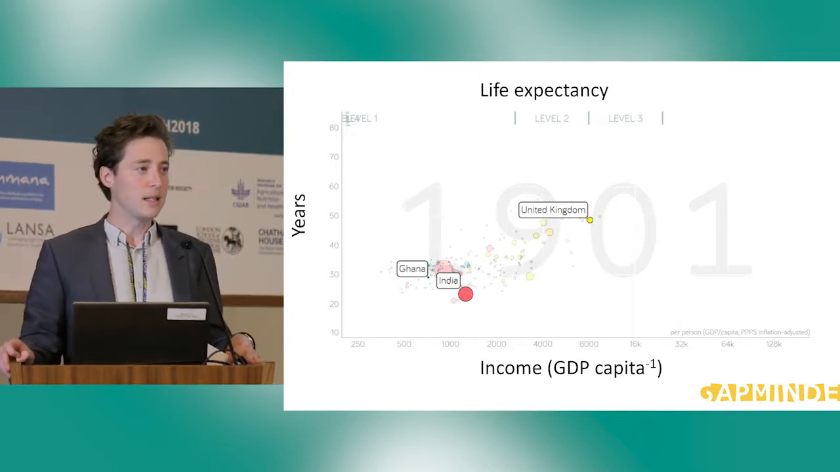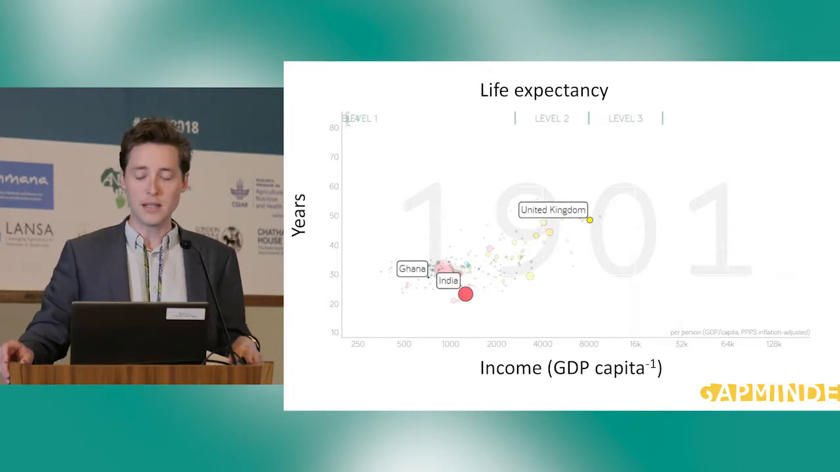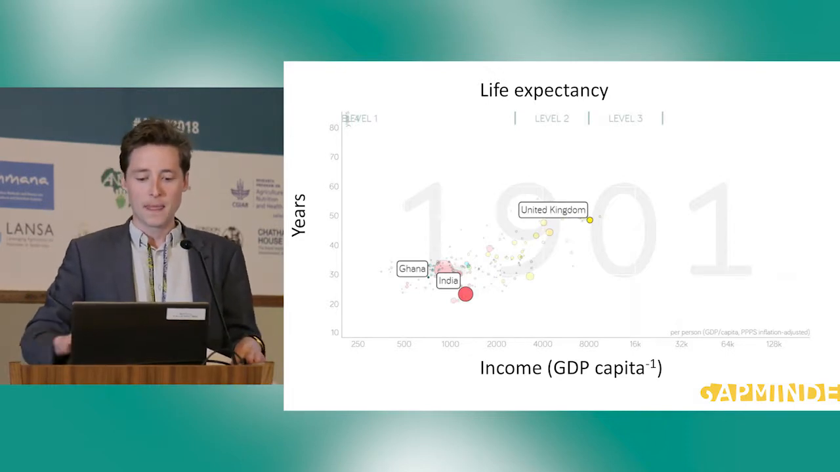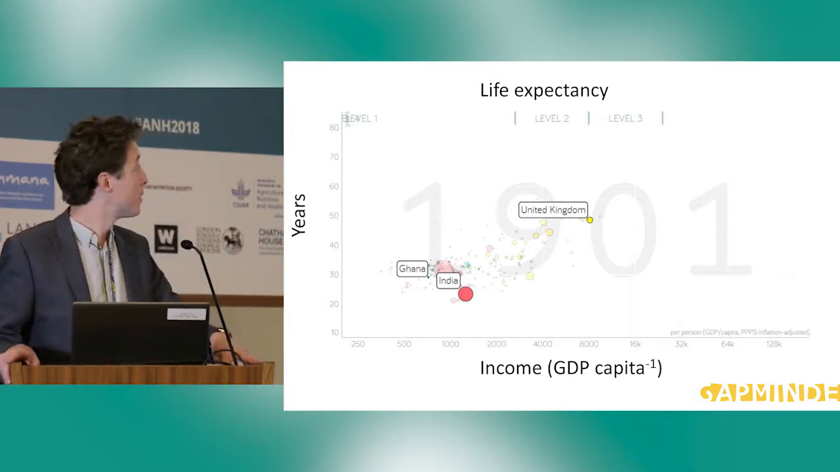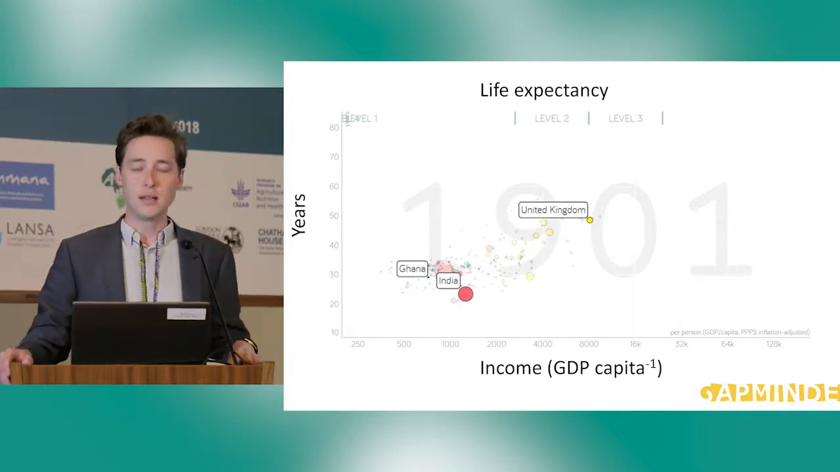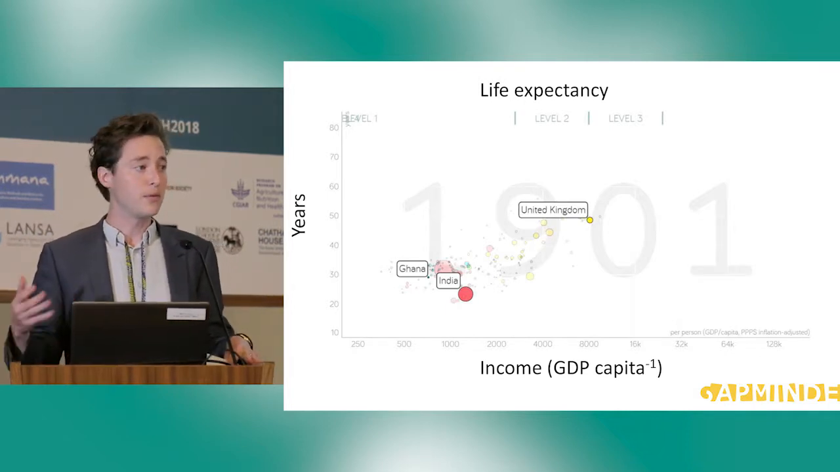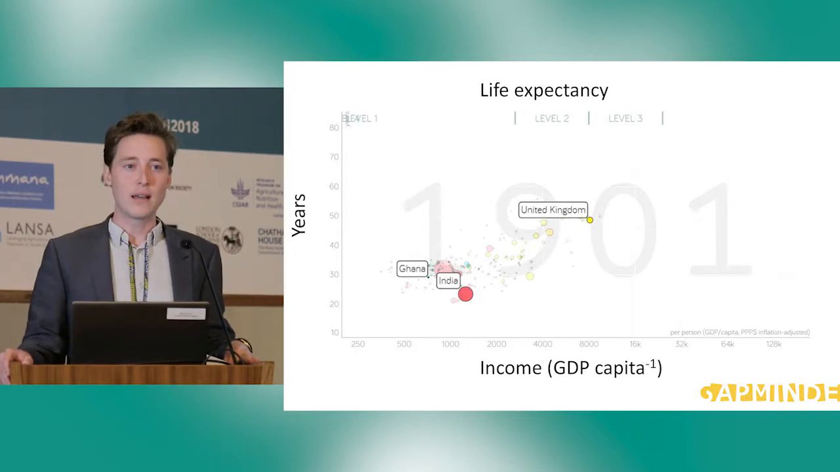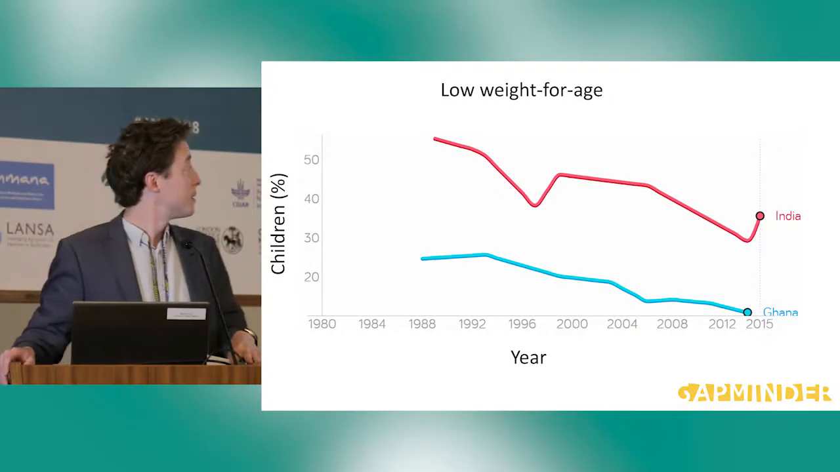You might have seen a little dip in 1914, which was obviously the First World War. And this is 2018 now. So the world is almost unrecognizable compared to 1901 in terms of wealth and in terms of life expectancy. And one of the main reasons why life expectancy has increased has been because we've been able to feed more people, better diets. So here's one indication of nutritional status here for India and for Ghana.